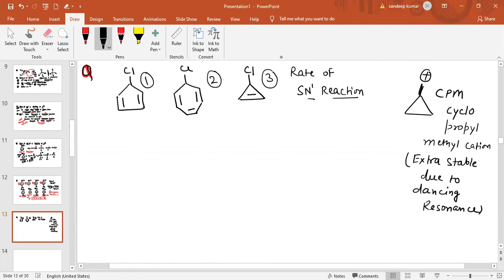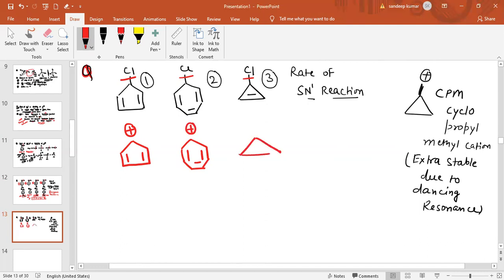See how we can compare the rate. First of all, break the carbon-chlorine bond and form the carbocation. So the carbocation obtained by the removal of chlorine is this one. This carbocation is formed, and the carbocation formed after removal of chlorine is this one, and the carbocation obtained after removal of chlorine is this one. So these three carbocations are formed after removal of Cl.